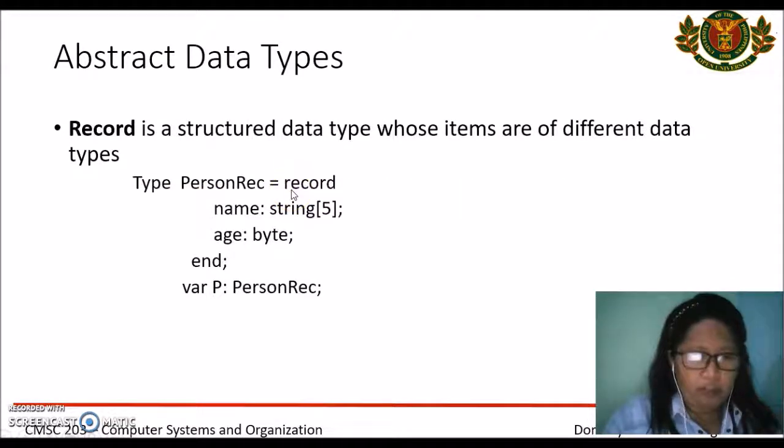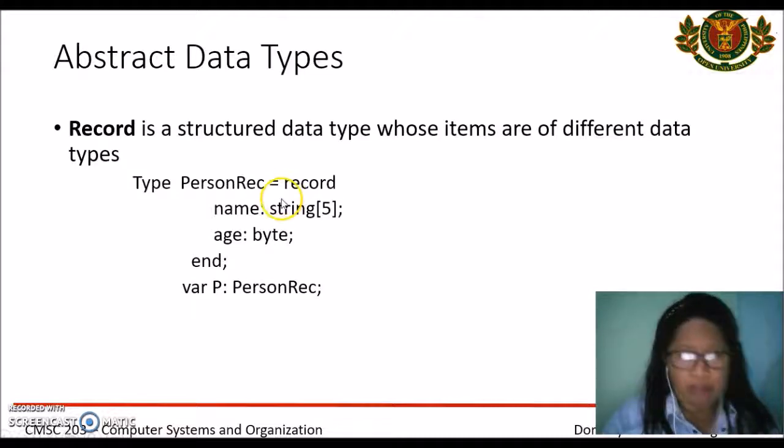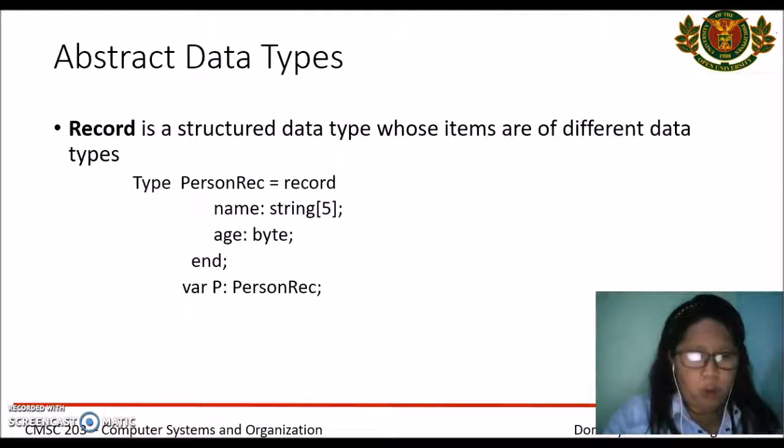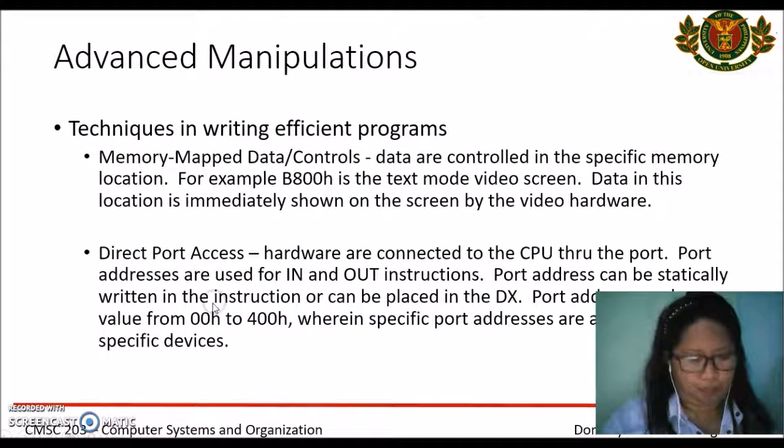Record. A record is a structured data type whose items can have different data types. For example, a person record can have two values, like a name, which is a string, and age, which is in bytes or in integer. So in this person record, you can assign the value of variable p.